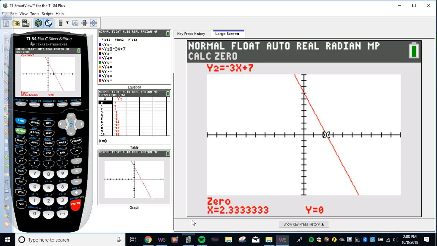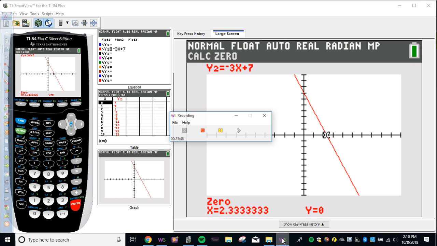So where does this line cross the x-axis? It crosses the x-axis at 2.33. Okay? Yes. All right, hold on. Okay, so you just have to know how to do that and get a 0 because your lines may not always cross the x-axis at a specific number spot.